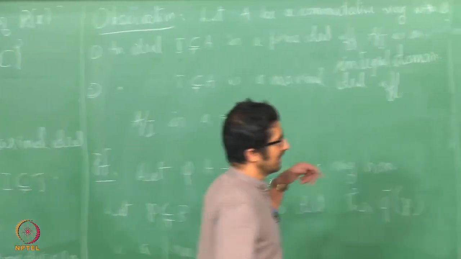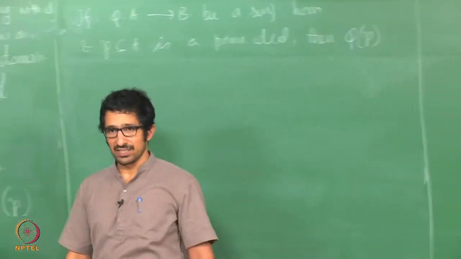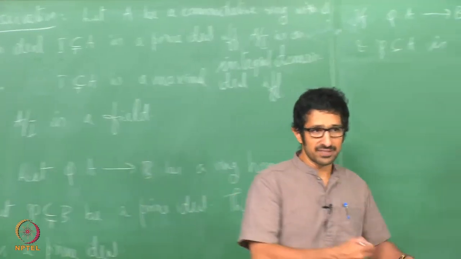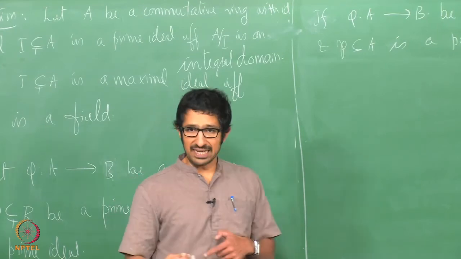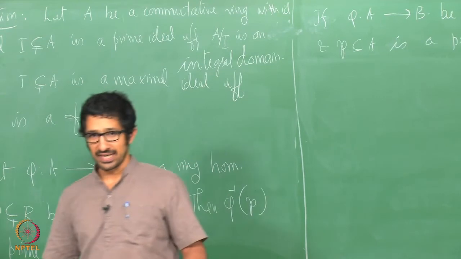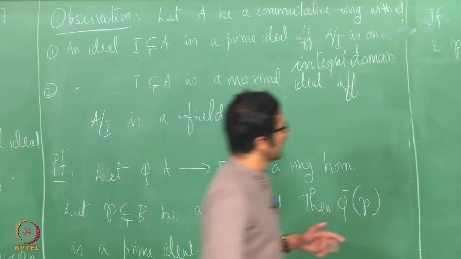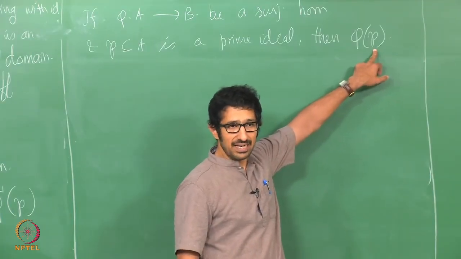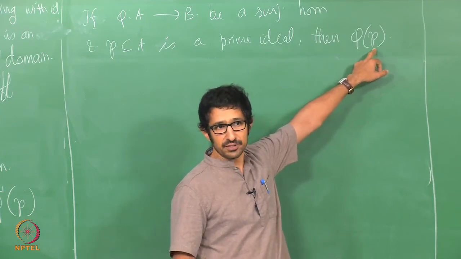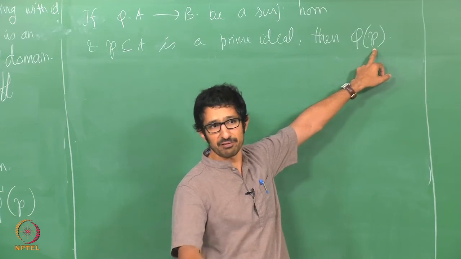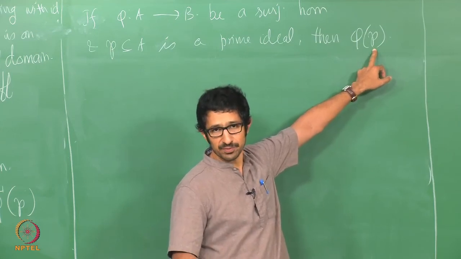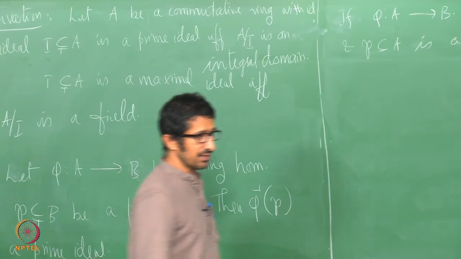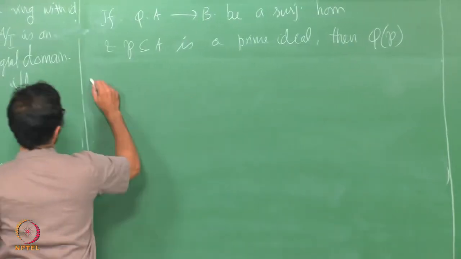Again, let us look at this. I take ab belongs to phi of P. Therefore, I have some a1, b1 in A such that phi of a1 b1 belongs here, but then a1 b1 belongs to P. Therefore, either a1 belongs to P or b1 belongs to P. Therefore, phi of a1 belongs to phi of P or phi of b1 belongs to phi of P. So, therefore, this is a prime ideal.